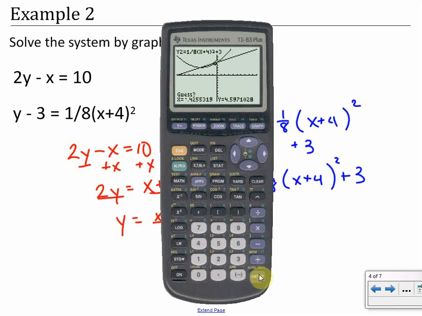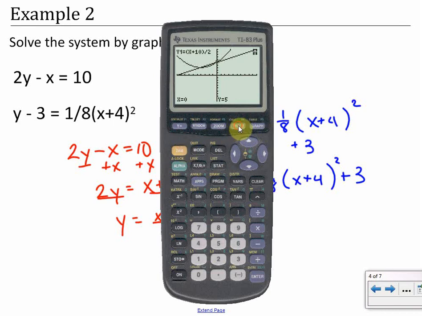It asks you if you want to guess, which you could if you want, but if you don't, just click enter again. And then it gives me this point of intersection here, which is unfortunate. Let's try that again. I don't think that's what should be the answer.